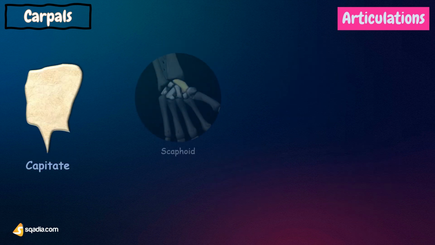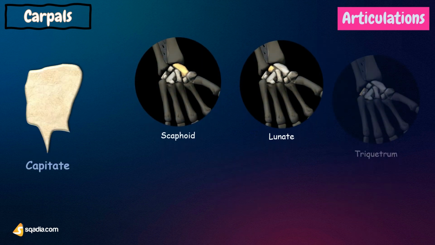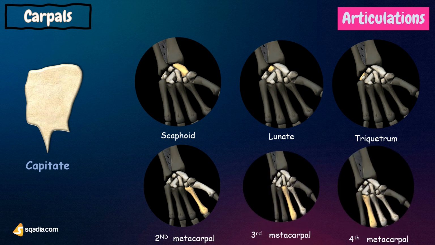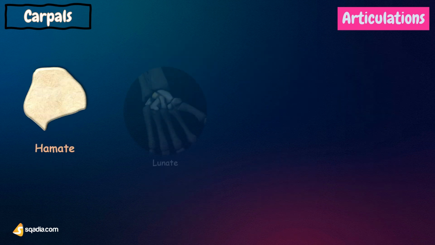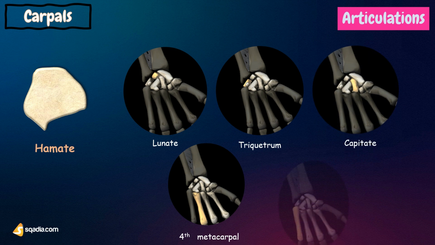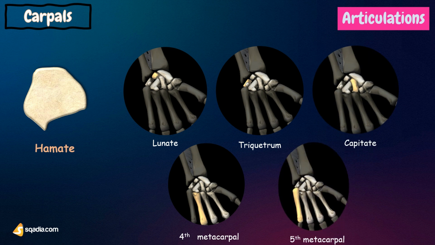The capitate articulates with the scaphoid, lunate, hamate, second, third, and fourth metacarpals, and trapezoid. The hamate articulates with the lunate, triquetral, capitate, and fourth and fifth metacarpals.